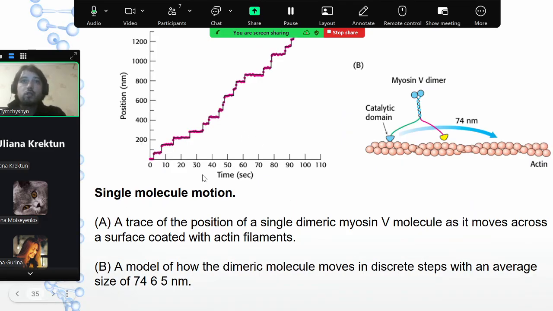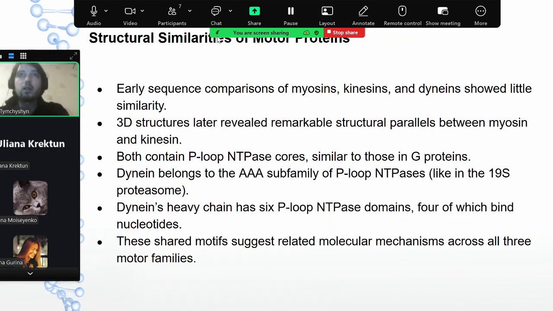So here is the motion of a single molecule. Here you see the time and position, how it changes with time. Here you see the myosin V dimer. It's a little bit different from what I will show you in the muscle, but anyway it gives you some idea of this model. You can see that this dimeric molecule moves in discrete steps along its fiber.